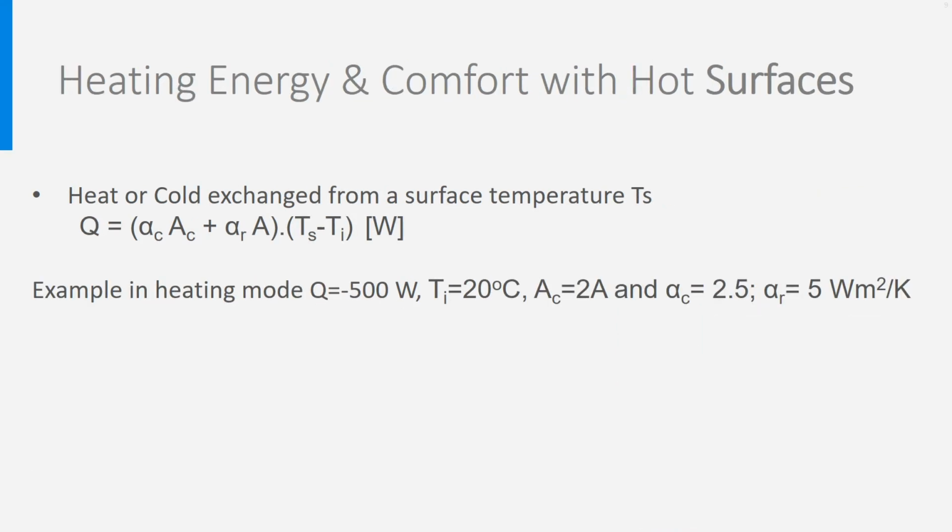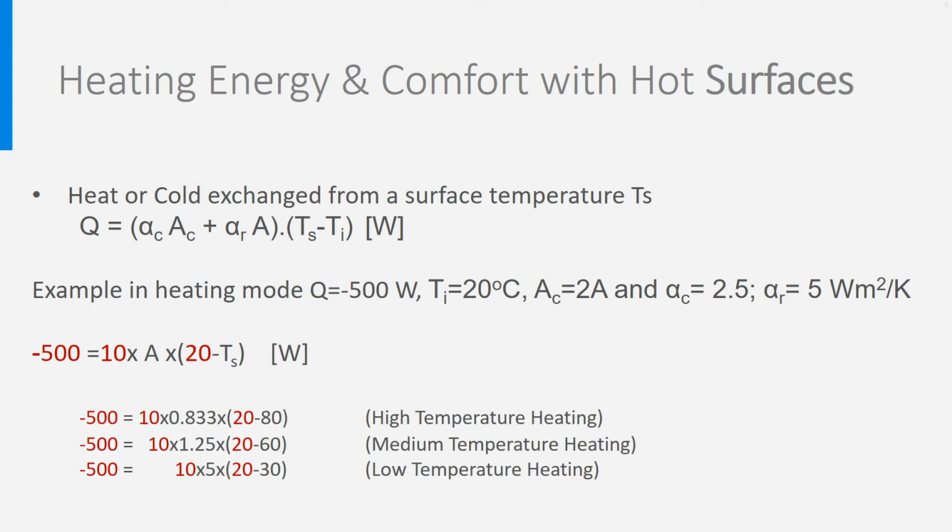Let's look now specifically at the heating mode. We therefore have a hot surface and we need 500 watts of heating to keep the room at 20 degrees Celsius. Let's assume, for the sake of demonstration, that the convective surface is twice the radiative one. The radiative one is just a flat surface facing the room. The convective coefficient is 2.5 watt per square meter Kelvin and the radiative coefficient is 5. The equation can therefore be written as this. And here too, we can choose different combinations of radiator size A and average radiator temperature Ts.